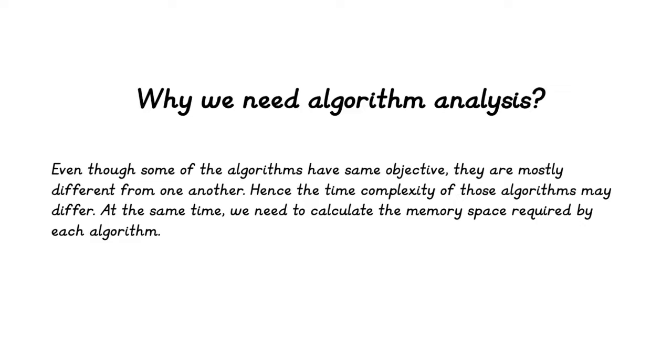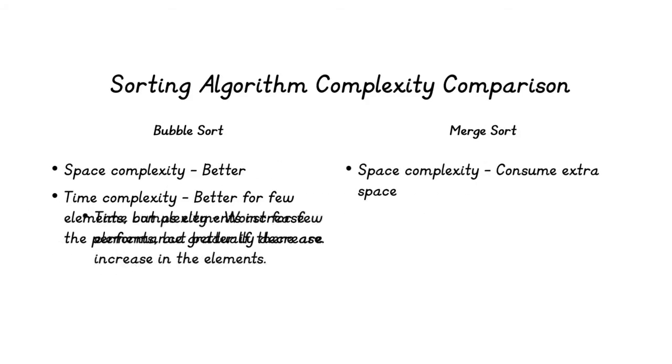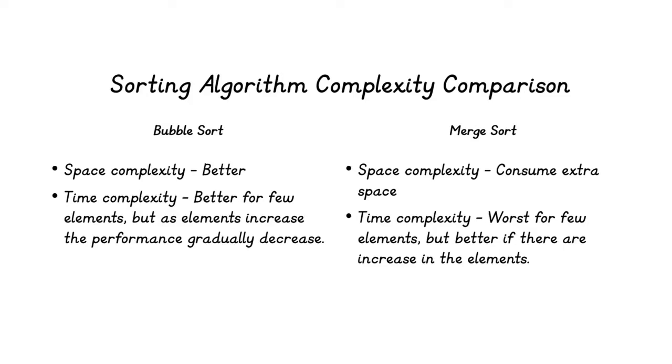To solve a problem, we need to consider time as well as space complexity, as the program may run on a system where memory is limited but adequate time is available, or maybe vice versa. For example, to sort a set of numbers, we can use different types of algorithm. Let's compare two types of sorting algorithm: bubble sort and merge sort. In case of space complexity, bubble sort is better to use as it does not consume extra space like merge sort. In case of time complexity, bubble sort is better if there are few elements, compared to merge sort.